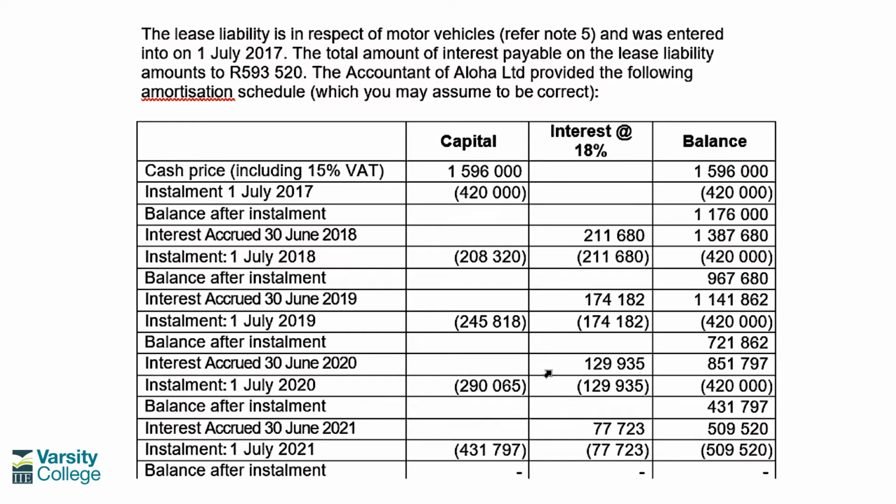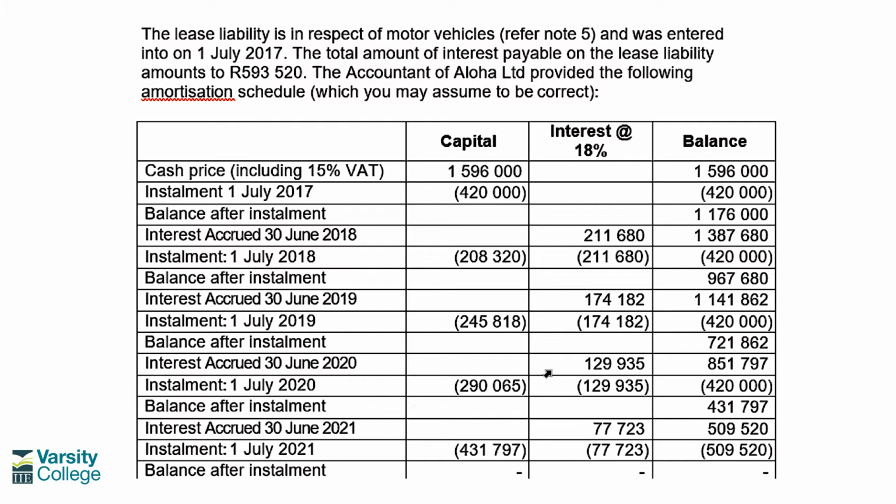If you look at the amortization table that's given, all the interest figures are there. So you could actually just add them up. But there's no need to in this question because they've been generous and given you the amounts. The accountant of Aloha provided the following amort table, which you may assume to be correct. So again, that's a bonus. The amort table has been given to you and it's correct.